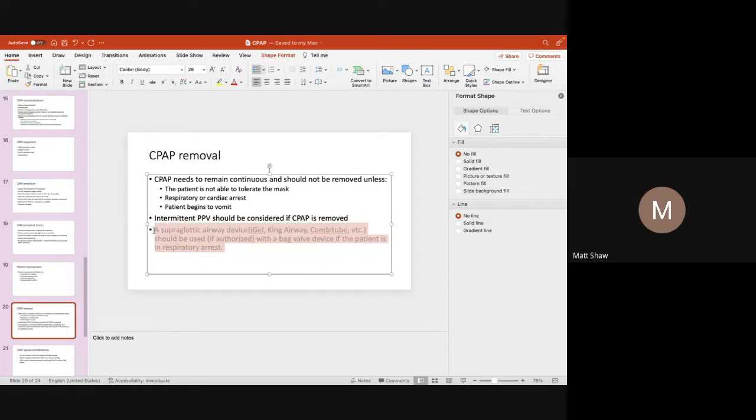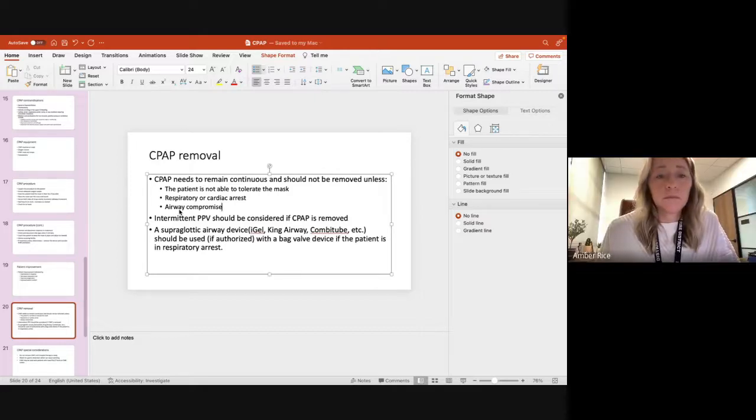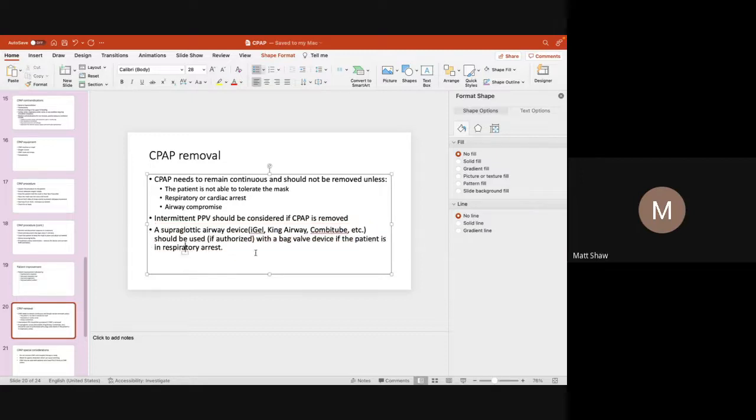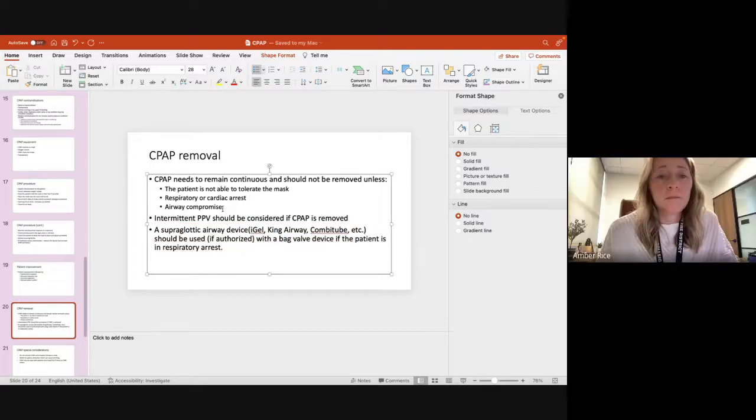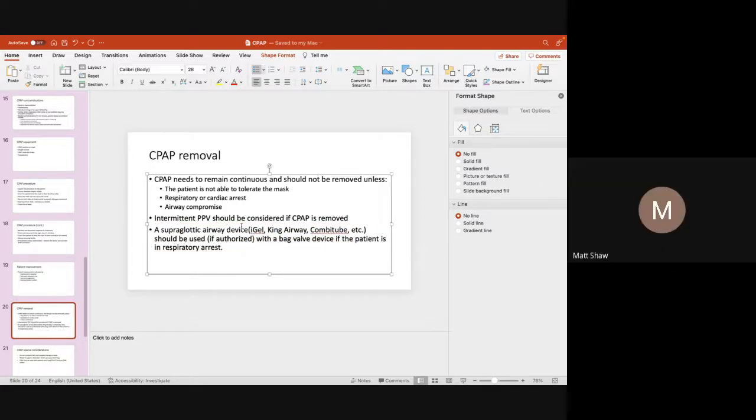Maybe instead of patient begins to vomit, just say airway compromise. And then this part. I don't know, do you think we need to list the different devices? No. I mean, you're saying supraglottic airway device, that pretty much covers everything. I think so. Yeah.